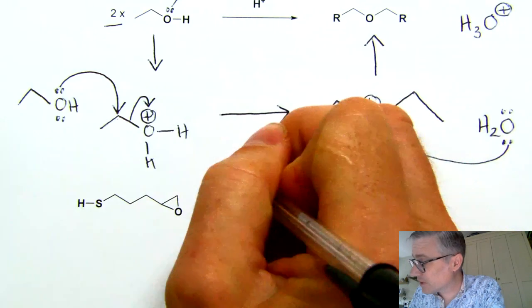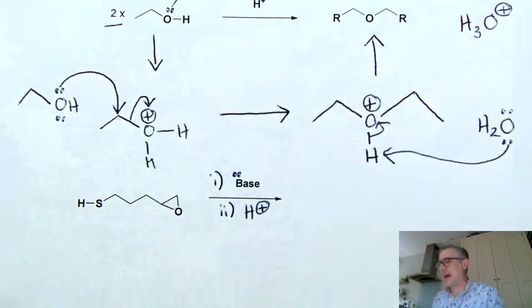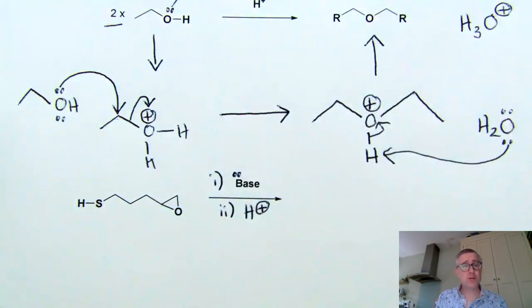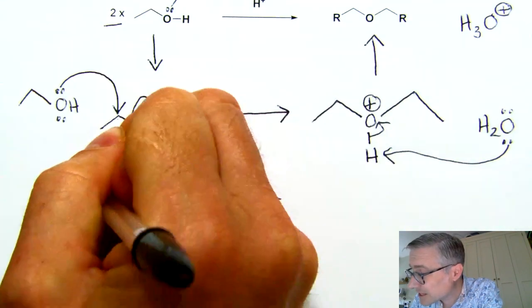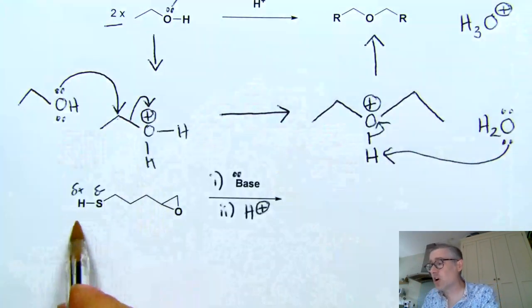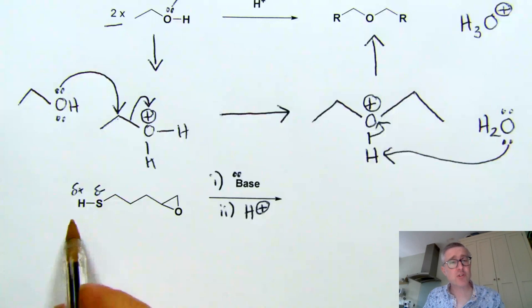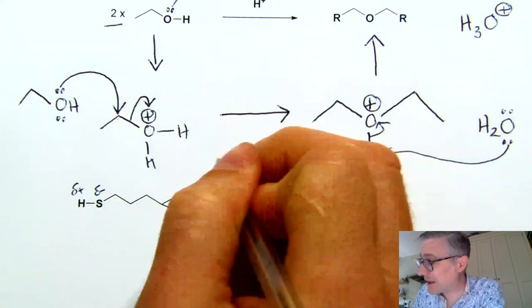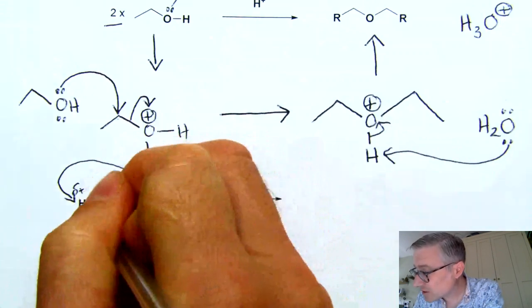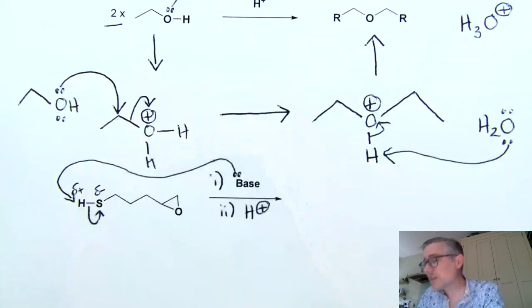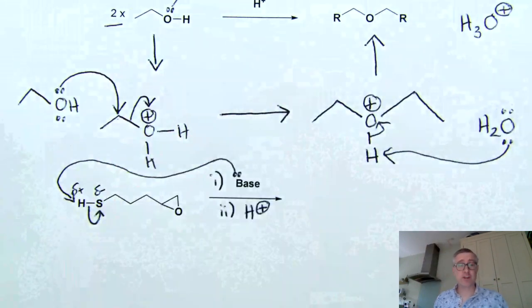Well, the base. Let's give it a lone pair. What do bases do? They attack protons. Which is the H delta plus in the molecule? It's this one. It's the only proton that is attached to a heteroatom. So the base comes in, attacks the H, and pushes the electron density onto the electronegative atom.